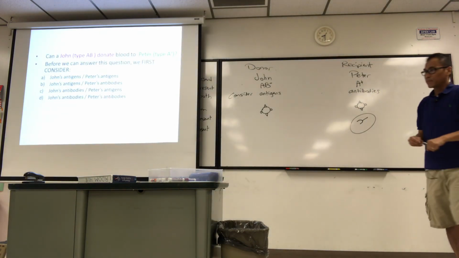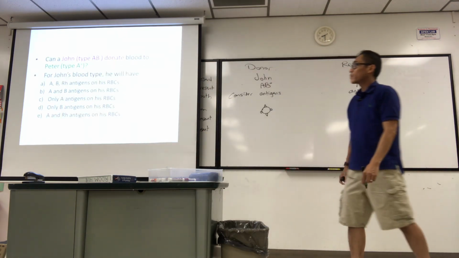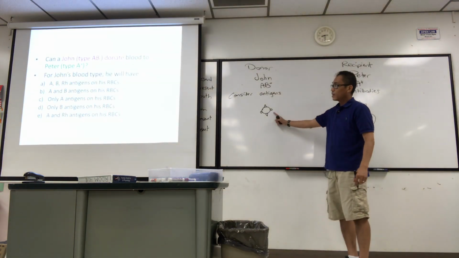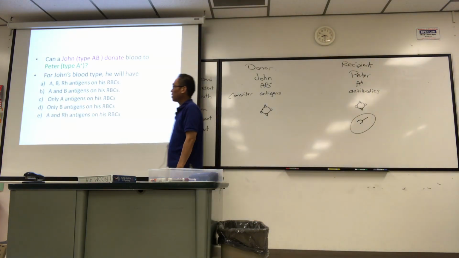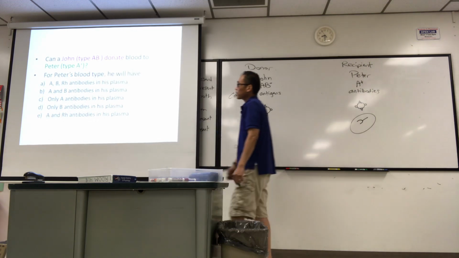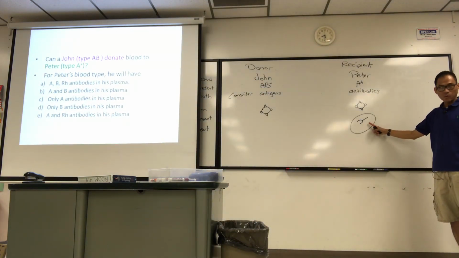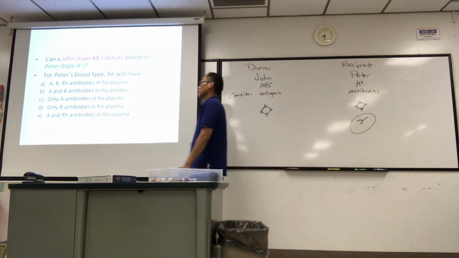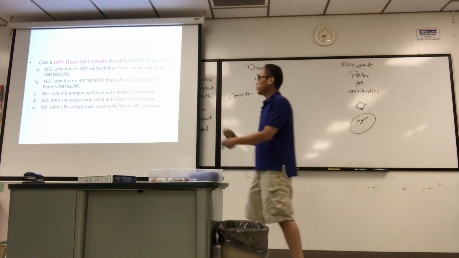Okay, so we got that there. And I think I answered some of my next questions here. For John's blood type, he has two present, the A and the B. And that's choice B on this list of choices. For Peter's blood type, we established he has only antibody against B. Okay, this is kind of the thought process you go through. Then you try to figure it out.